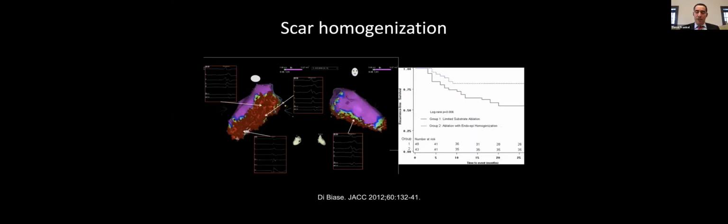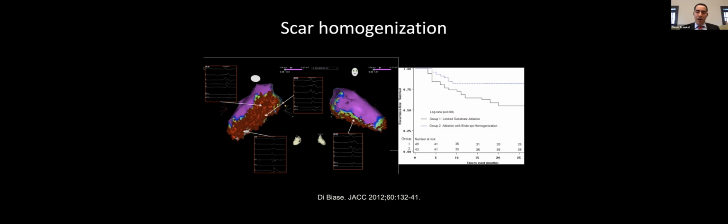So scar homogenization, this is put forth by Andrea Natali and his colleagues, and this is pretty simple. So the advantage, you don't need to do a lot of mapping. You just ablate all of the red stuff. So anything that is less than 1.5 millivolts, bipolar voltage on the endocardium, less than 1 millivolt on the epicardium, just ablate it.